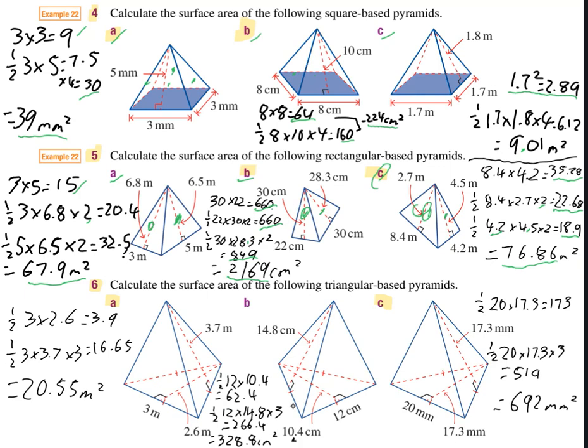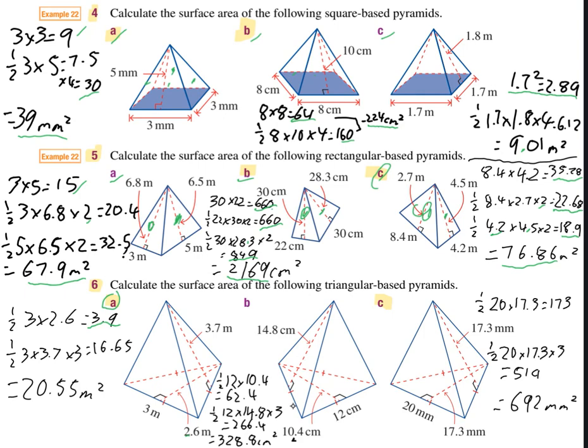Now, triangular base pyramids. For 6A, you have to get your base, which is going to be 3 meters. So half base of 3 times by 2.6, which is that height there. It's shown by this with the arrow pointing to the height of that base triangle. Multiply them out and you get 3.9. Then you've got to do your other sides. Because it's an equilateral triangle, okay, they're all going to be the same.